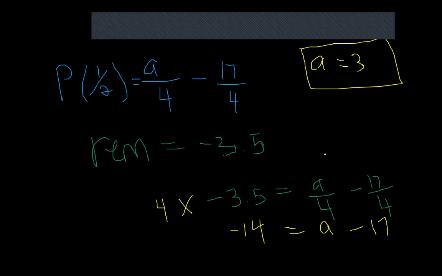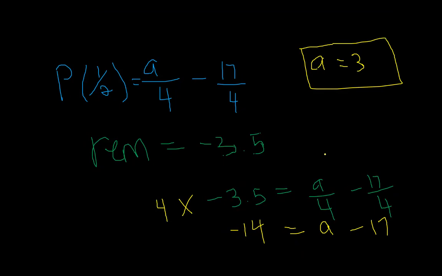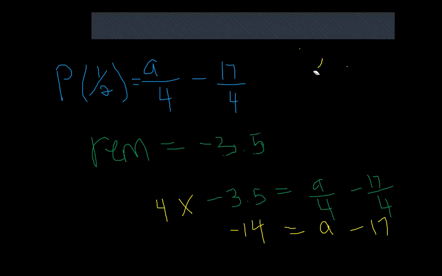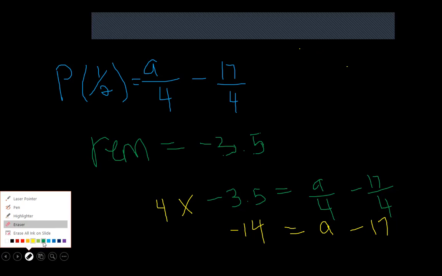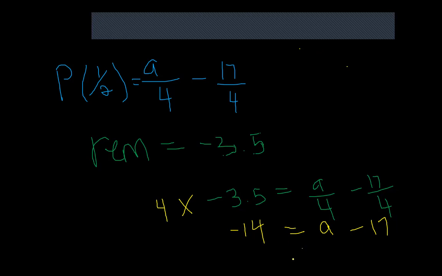You good? Everybody? Yes, how you get 3? How A equal to 3? Okay, so this is the equation I have now, right? Minus 14 is equal to A minus 17. You know how I got that? Oh, I got it. I wasn't paying attention.